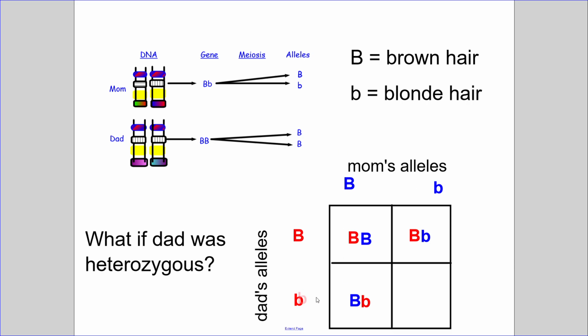But in our last category, we have a little b from dad and a little b from mom. And so what that means is that even though the parents both had brown hair, it is possible for them to have a blonde-haired child because they both carry this recessive allele. So that's how you can have different phenotypes in the children than in the mothers and the fathers.